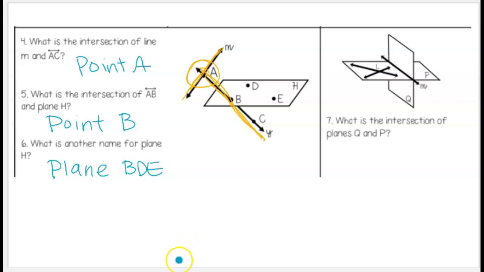And number 7, what is the intersection of planes Q and P? So you can see plane Q and plane P, and they intersect right here at this line that looks like it was line M.